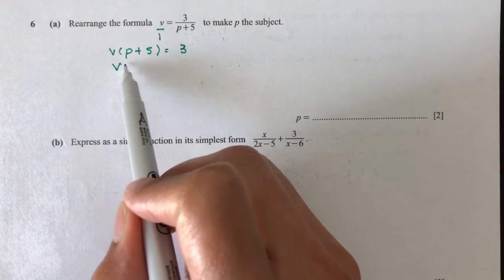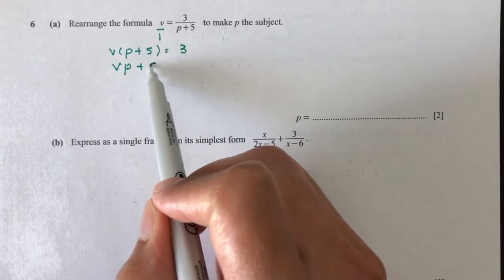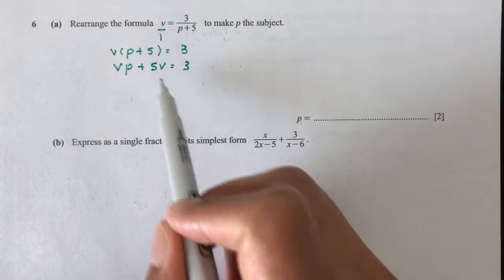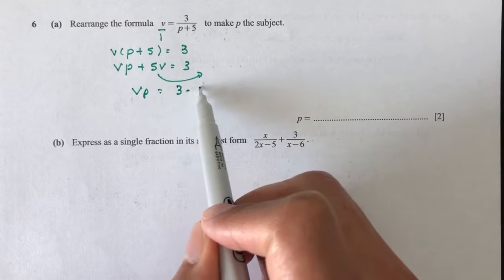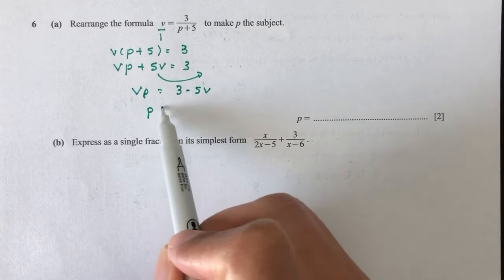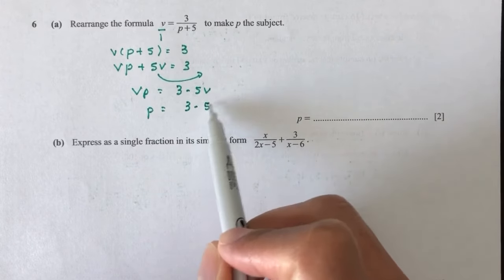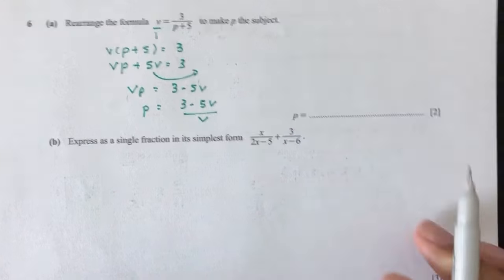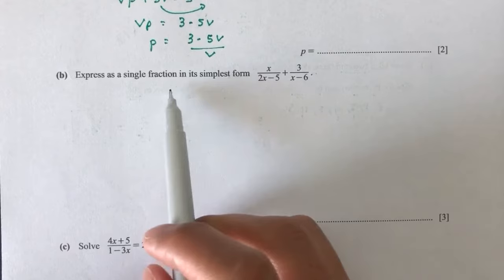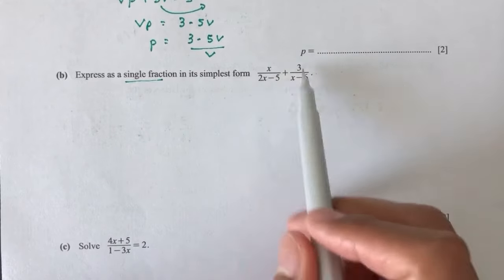So expand, we have VP plus 5V equal to 3. We send this one over here, we will have VP equal to 3 minus 5V. So P will be 3 minus 5V over V. So that will be your answer for part A. Part B, express this as a single fraction in its simplest form.